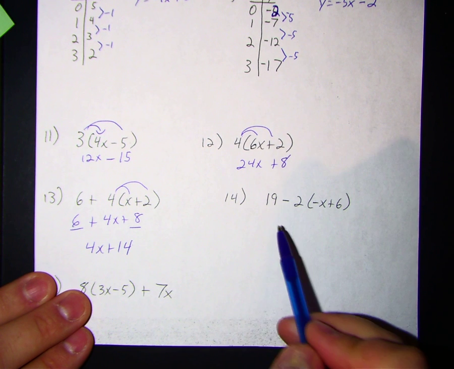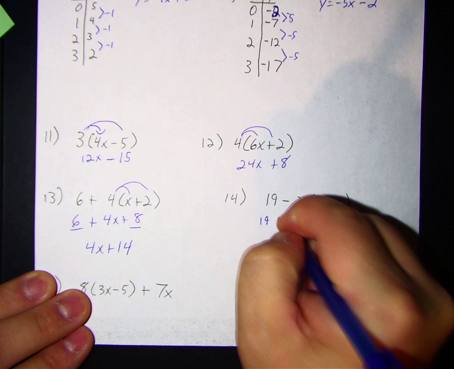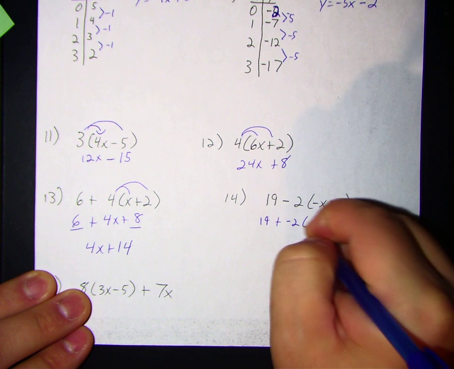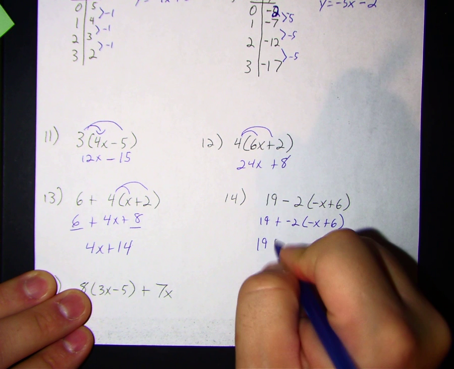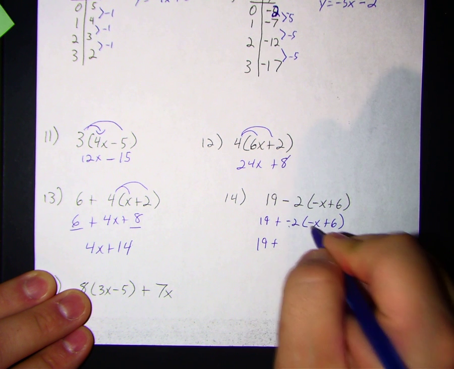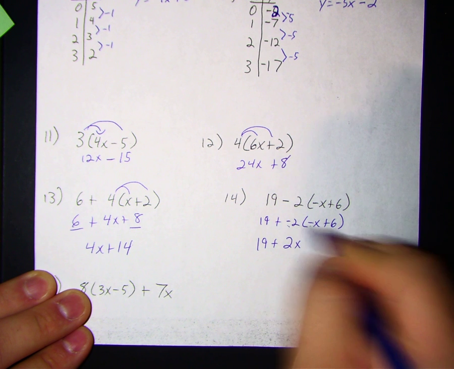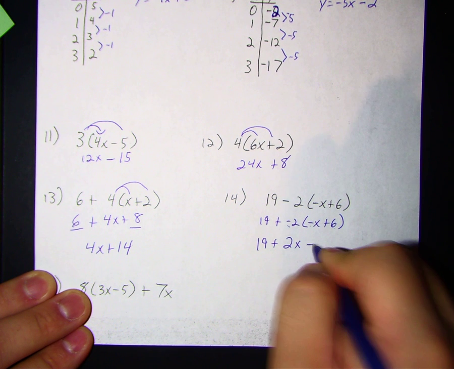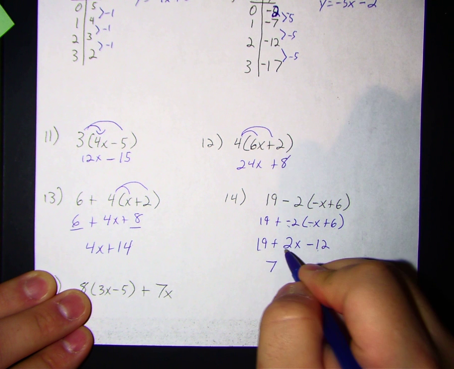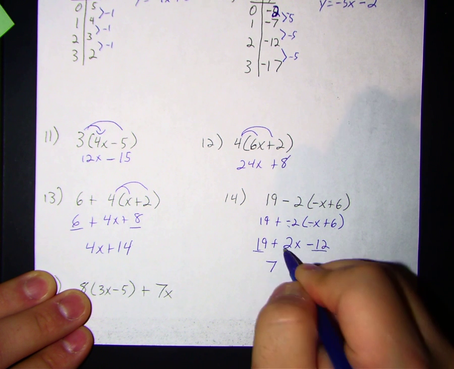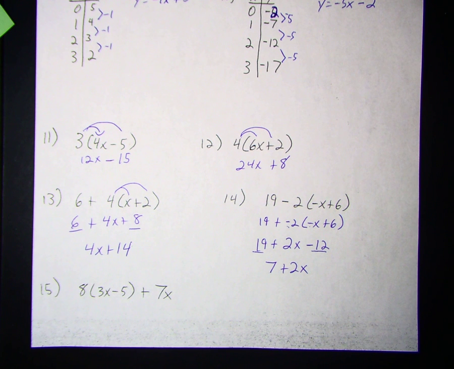Alright, this is where a lot of you got confused. So, I'm going to change this to 19 plus negative 2, negative x plus 6. So you have 19 plus negative 2 times negative 1 is positive 2, so that's 2x. Negative 2 plus positive 6 is negative 12. So you have 19 minus 12, which is 7, and the 2x, because these are like terms. The 2x stays the same, so it's 7 plus 2x, or 2x plus 7.